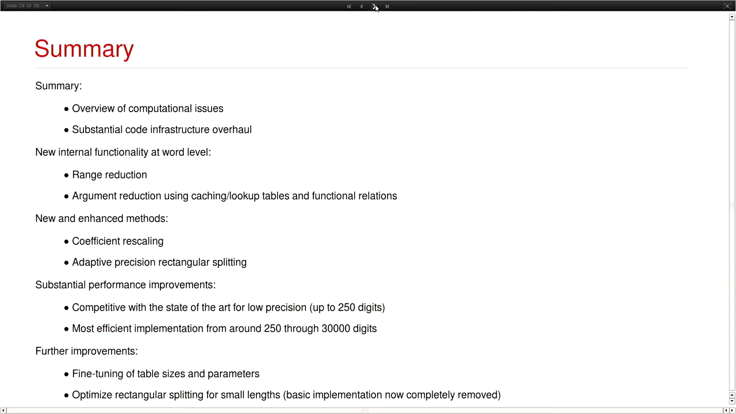Now, it's only been like a month since I've got this working, so I'm still fine-tuning the cache table sizes and how many of them to use at what precision, that kind of stuff. And I'm still looking at bringing down the lower precision, 20, 30, 40, 50 digits, just to reduce a little bit of overhead there as well. And the other nice thing is that I've completely eliminated all of the old code. So this now completely supersedes all of the code that we've had before.